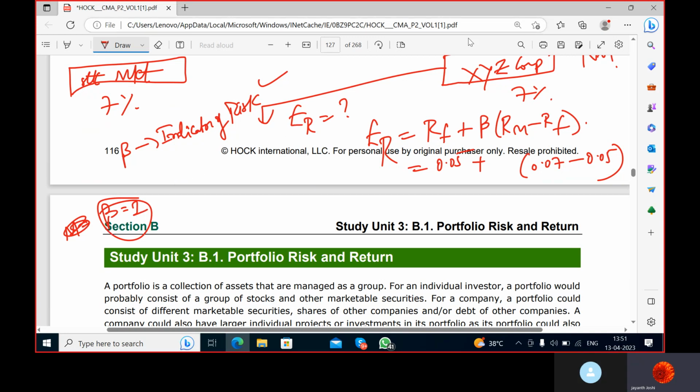Now comes the beta. Let's say the company you are taking is XYZ Corporation, and its beta is 1.4. The meaning is 1.4 divided by 1. That means the risk of investing in XYZ Corporation with respect to investing in the market: XYZ Corporation is 1.4 times riskier than the market, correct? So we'll put 1.4 here. Please calculate and tell me the answer.